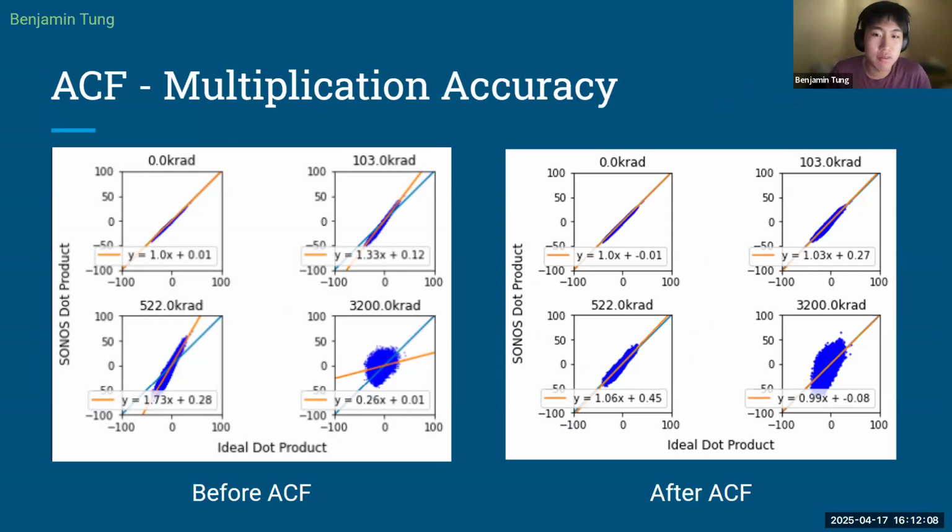As you can see, before the alpha correction factor, the dot products are not super accurate, but after the alpha correction factor, especially at lower TIDs, it is able to more or less correct for all the errors caused by the increase in the total ionizing dose.